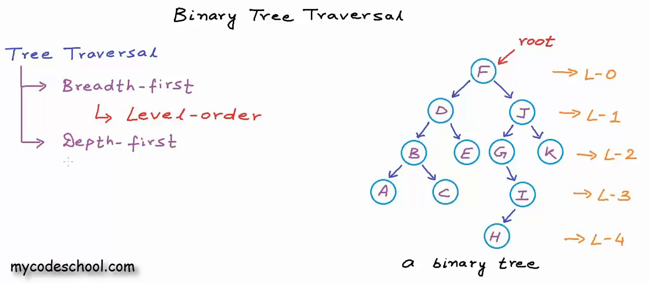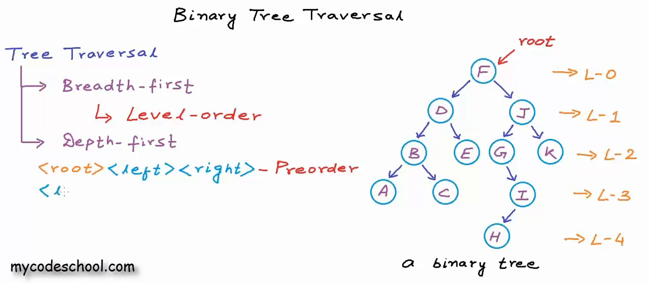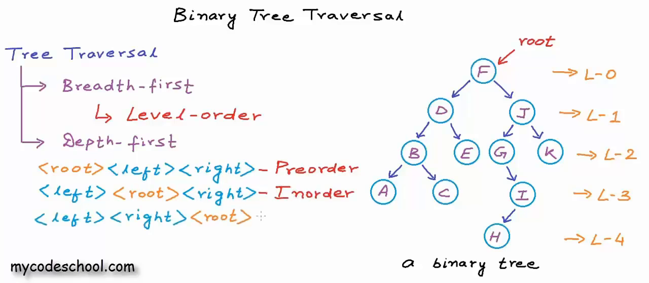There are three popular depth first strategies. One way is that we can first visit the root node, then the left subtree, and then the right subtree. Left and right subtrees will be visited recursively in the same manner. Such a traversal is called pre-order traversal. Another way is that we can first visit the left subtree, then the root, and then the right subtree. Such a traversal is called in-order traversal. And if the root is visited after left and right subtrees, then such a traversal is called post-order traversal.